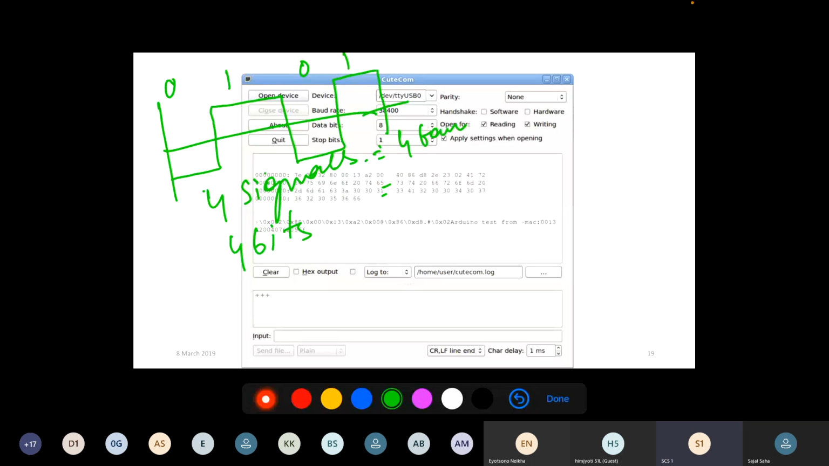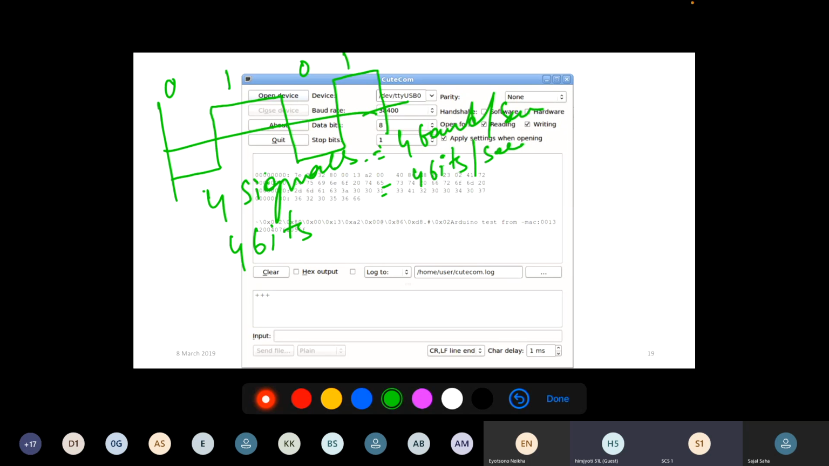And what is the bit rate? 4 bits per second, BPS. So here baud rate and bit rate are same. Yes or no? Yes, sir.